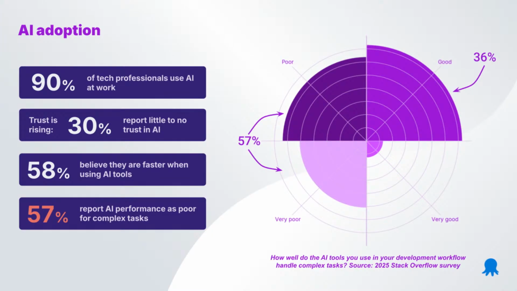So, on the left, we've got just some stats about how, I guess, individuals are adopting AI, in that 90% of tech professionals are using it at work. Trust is rising, generally speaking, in AI. So this stat, the 30% here, actually went down in 2025 compared to 39% had little to no trust in 2024. And that 58% of developers actually believe that they are faster when using AI tools.